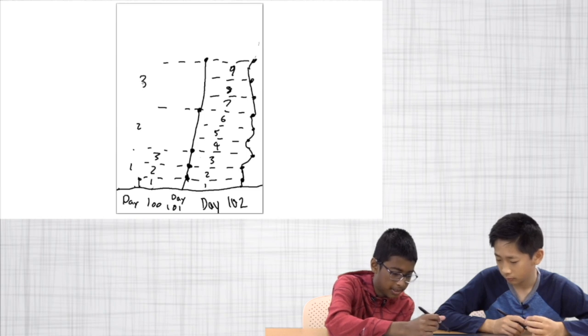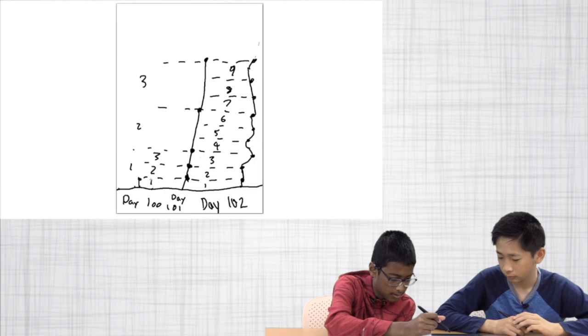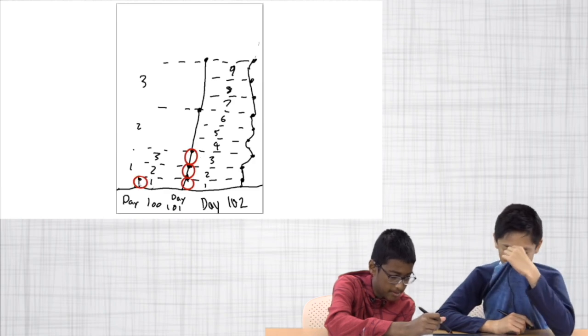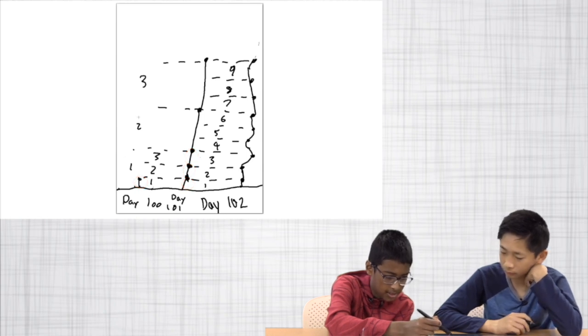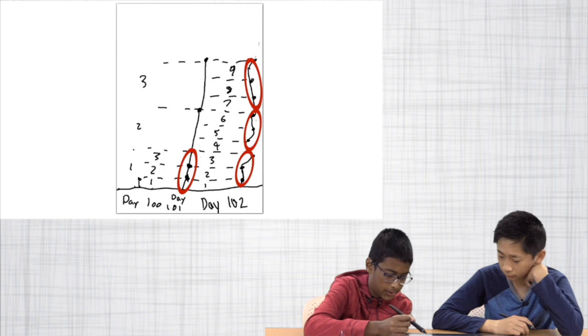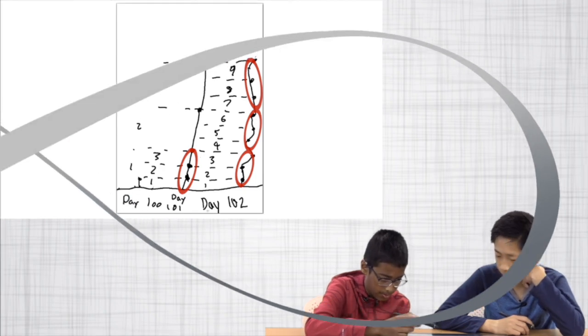So Josh labeled this 1, 2, 3. So down here, that's the day 101 being 3 times as tall as day 100. And then he also labeled these bigger sections. These are 1, 2, 3, and that signifies the day 102 being 3 times taller than day 101.